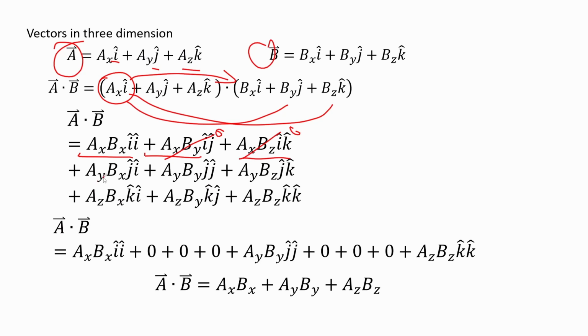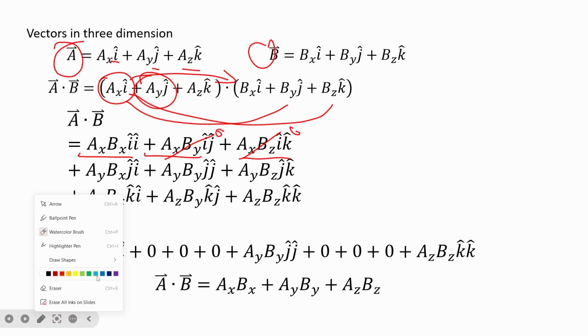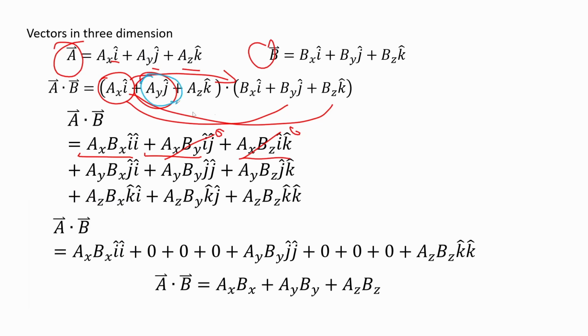The next one is AY j hat. So you multiply, let me change color. This one is multiplied to this, and to this. So you get AY BX, j hat i hat, then AY j hat multiplied by BY j hat. So you have this one. And the last one is AY j hat multiplied to BZ k hat.